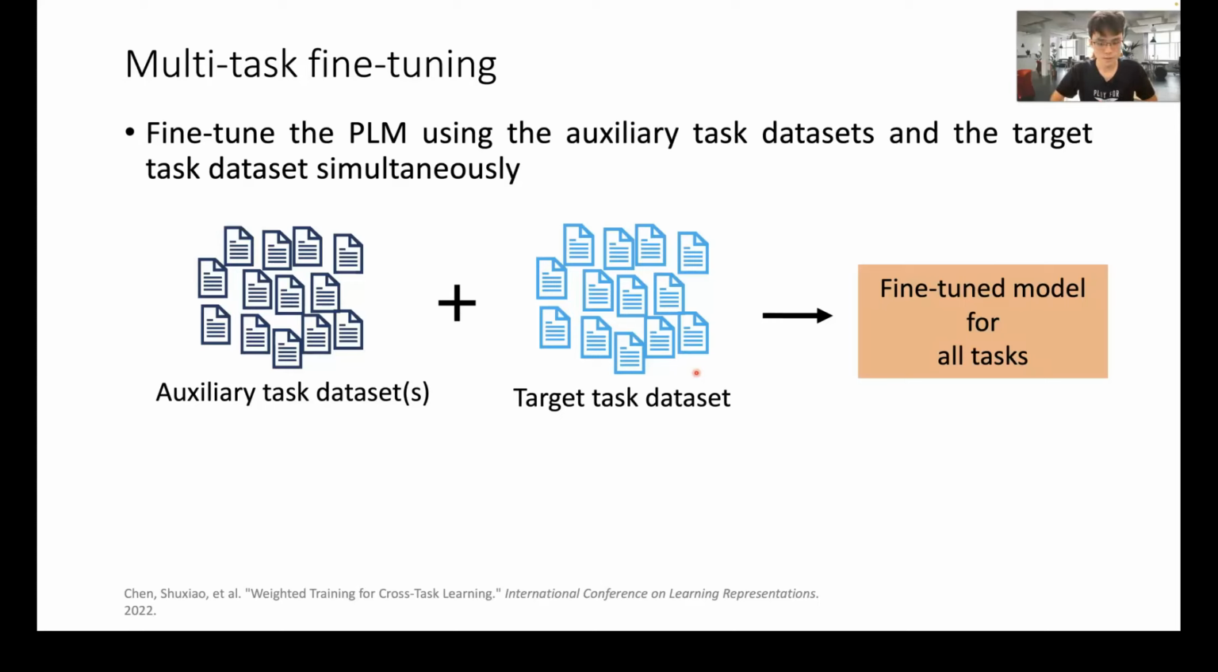And this can be formulated as another problem, that we want to know how to weight the loss of different tasks. So if the task is very important to the target task, then this auxiliary task should have a larger weight of the loss. And if the task is not very important, then the weight of this task can be smaller. And how to determine the weight is not a very easy problem. And I list a paper here that addresses this problem. So if you are interested in this topic, you can refer to this paper.